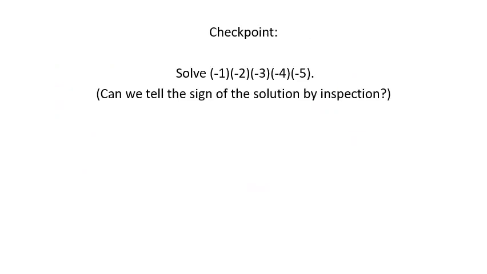So, as a checkpoint problem, I want you to think about this problem. -1 times -2 times -3 times -4 times -5. So what are we going to get for the answer for this? And then specifically, can we tell the sign of the solution just by inspection, just by looking at the problem? I think the product of 5 by 4 by 3 by 2 by 1 isn't quite as interesting as how students are going to think about how these signs work together.